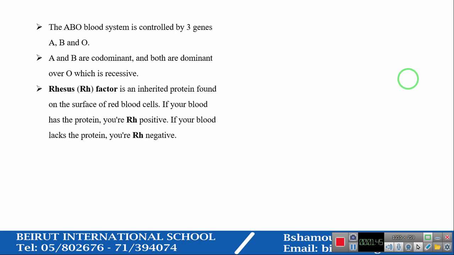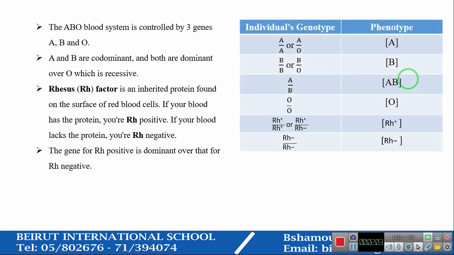The rhesus factor is an inherited protein found on the surface of red blood cells. If your blood has this protein, you are Rh positive. If your blood lacks this protein, you are Rh negative. The gene for Rh positive is dominant over that for Rh negative.